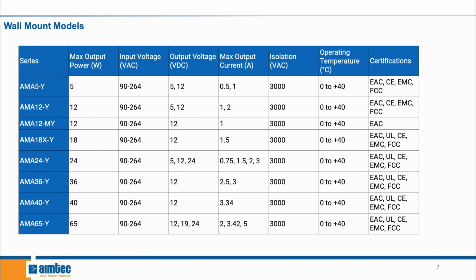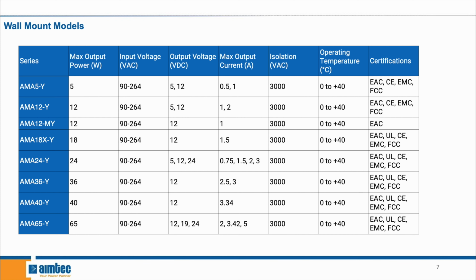And here's AIMTech's offering when it comes to wall mount adapters. So we go from 5 watts all the way up to 65 with an input voltage range of 90 to 264 and isolation of 3000 VAC, which is usually way above the customer requirements. So AIMTech adapters are going to be very versatile when it comes to various applications.